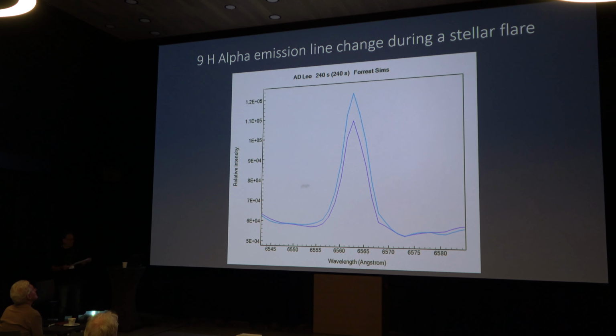Slide number 9. Okay, so here we see the hydrogen alpha emission line change during a stellar flare. So this is what's happening. It flares up for a short period of time, and then it drops off again.